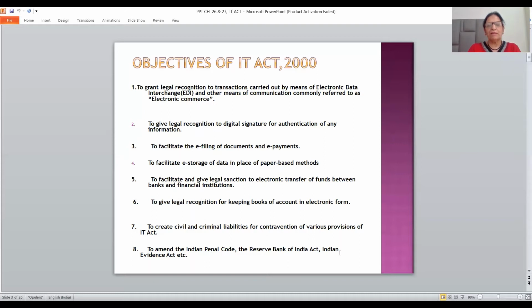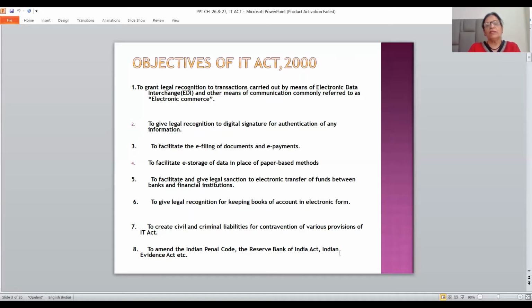To create civil and criminal liabilities for contravention of various provisions of the IT Act. The IT Act does not permit contravention of its provisions. There are many provisions contained under the IT Act regarding digital signature and the manner of digital signature. Then there are many offenses also, cyber terrorism and many other cyber crimes. Punishment has been provided for them. Civil liabilities as well as criminal liabilities are there.